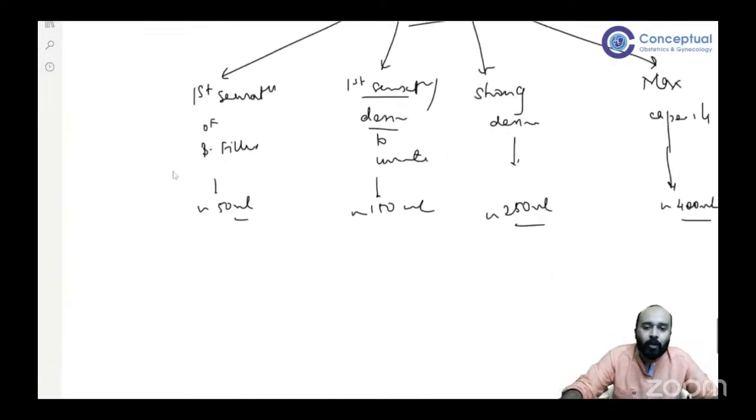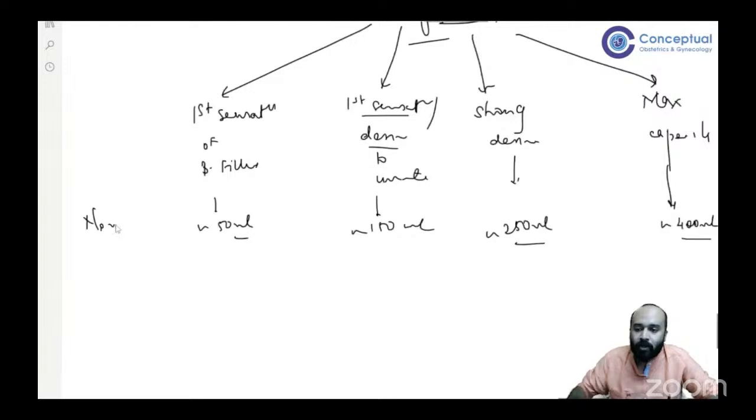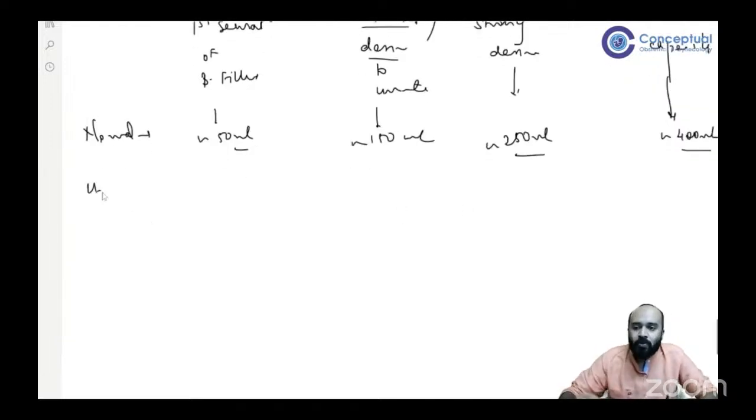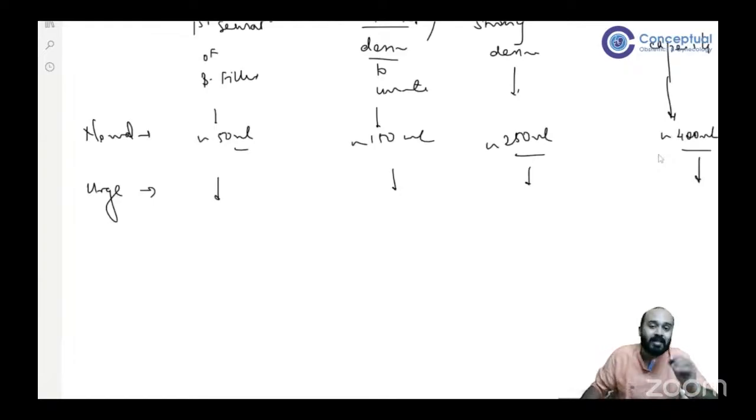These are your normal physiological values in a normal female. All these values are going to be reduced in a female with urge incontinence. Why? Because your bladder is hypersensitive, it is hyperactive, overactive bladder. So the first sensation is going to be obtained at 30-40 ml. The first desire to urinate is going to be obtained at 100 ml. Strong desire is going to be at 150-200 ml, and the total capacity is never going to exceed 250-300 ml.